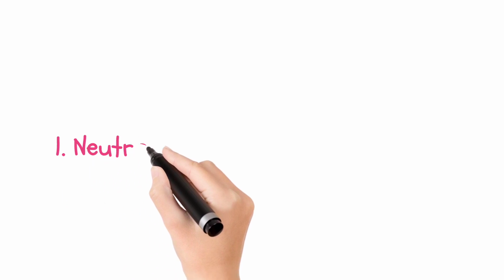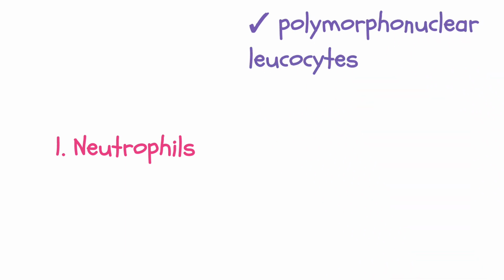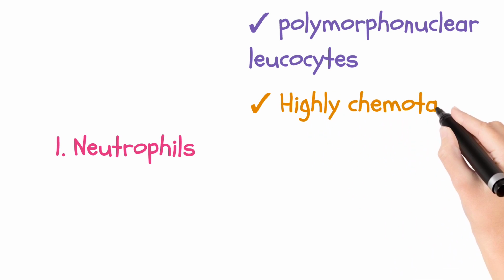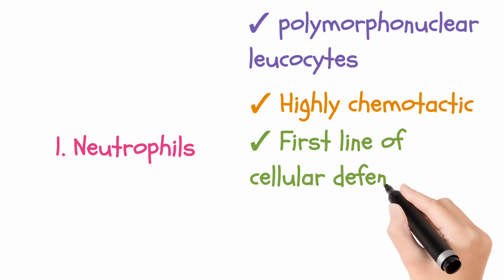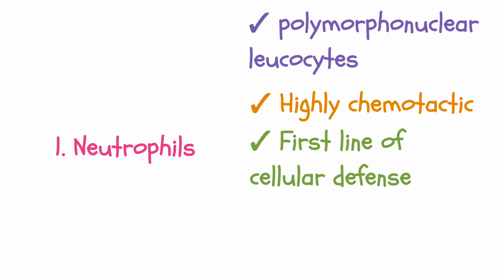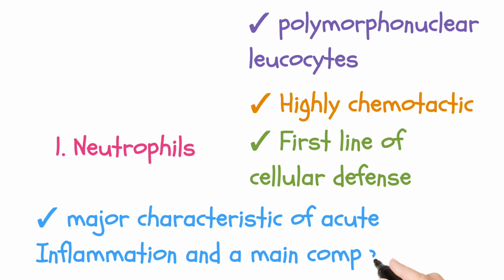The first cell I have here is the neutrophils. Neutrophils are also known as polymorphonuclear leukocytes. So these neutrophils are highly chemotactic and are usually the first to arrive at the site of inflammation. They're the first line of cellular defense. And neutrophils are the characteristic feature of acute inflammation and are the main component of the purulent exudate. Purulent means pus. The main thing you find in pus is neutrophils.